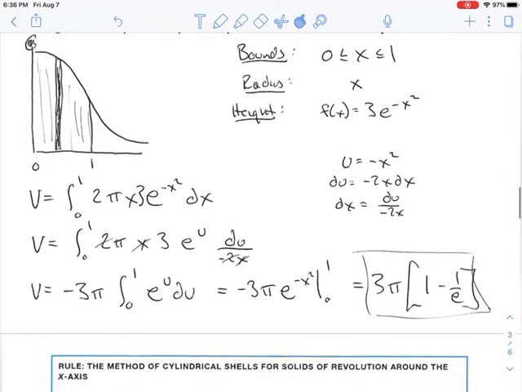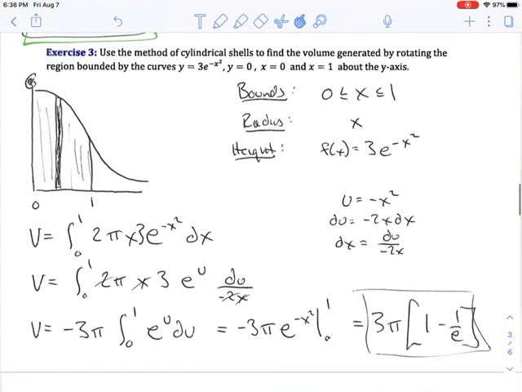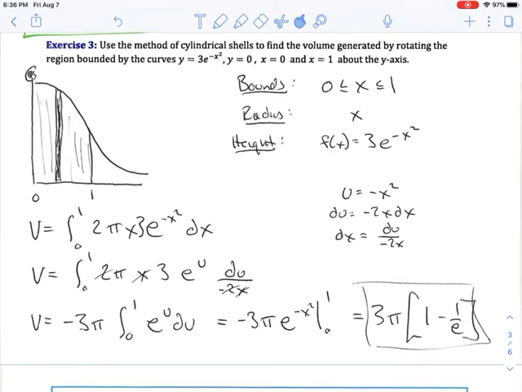And one more. Exercise 3. Use the method of cylindrical shells to find the volume generated by rotating the region bounded by the curves y equals 3e to the negative x squared, y equals 0, x equals 0, and x equals 1. So graph the function. Use Desmos if you need to. Then draw yourself a little rectangle inside the region that you are rotating.